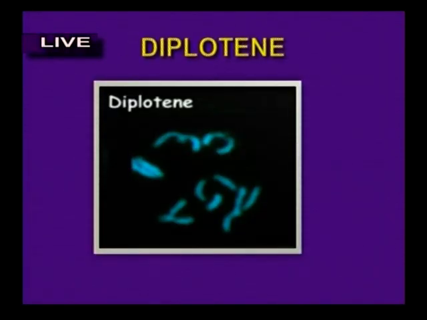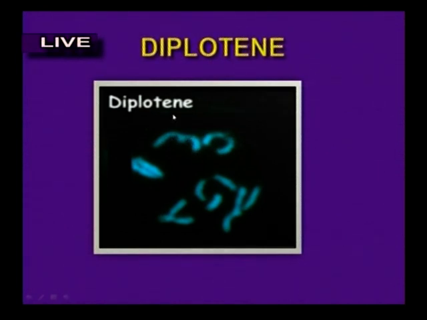The next one is diplotene. See friends, diplotene. What can you understand from this? Do you know anything about this? Diplotene is nothing but the stage where the synaptonemal complex degrades and the chromosomes separate from one another. Even though they are separated, they are still associated at the centromere. Here it is the centromere.